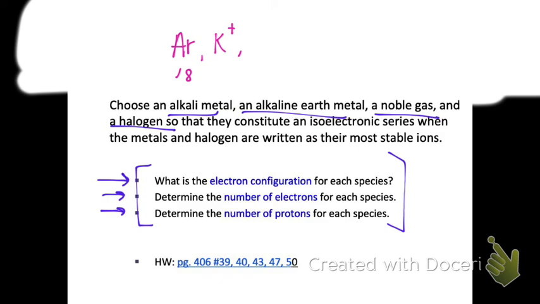Do we have to configure each one? No, they're all going to have the same electron configuration because they all have the same number of electrons, right? 18 electrons. The next one in my series would be calcium, plus 2. 18 electrons. And my halogen would have to be chlorine, -1. They all have 18 electrons, right? Does that make sense? You're not just picking random ones. You want the series to go together.